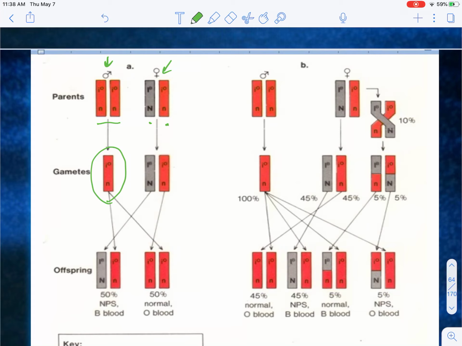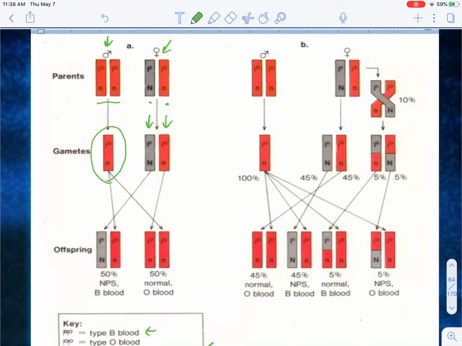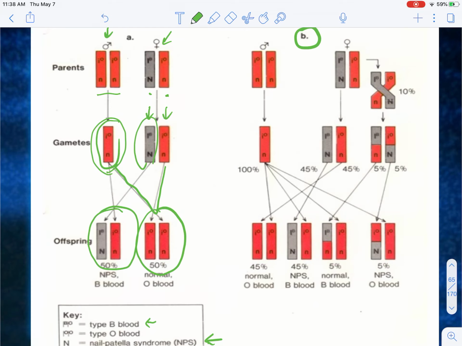She, though, has type B blood with the nail syndrome on one chromosome and O and normal nails on the other. So her gametes can carry one or the other of those chromosome 2s. So the idea is that if their kid ends up with this one and this one, this is what their child would be: nail syndrome and type B blood. If their kid ends up with these two, they're going to be normal nails and type O blood. And that would be the only two kinds of possible kids they could have for those two conditions, because that's all the gametes that are possible.